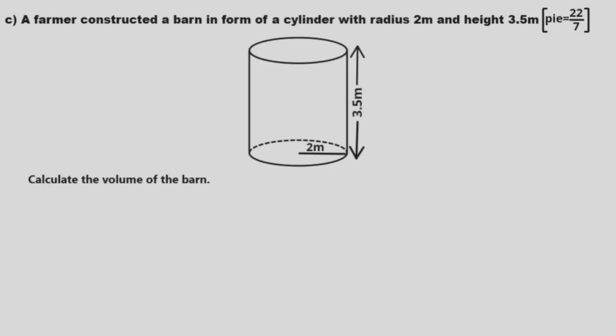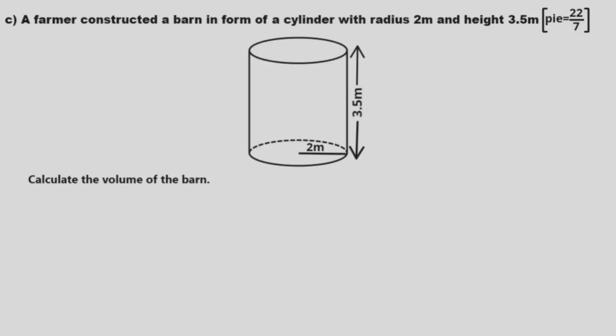So the question is, first of all, you can take time and sketch the cylinder or the barn that the farmer constructed and its shape. Then the actual question is, calculate the volume of the barn. So mainly the diagram is just the transformation of the statement that is given earlier. So if you fully understand the statement, even understanding the diagram will be easier. Okay, so the statement is describing the diagram.